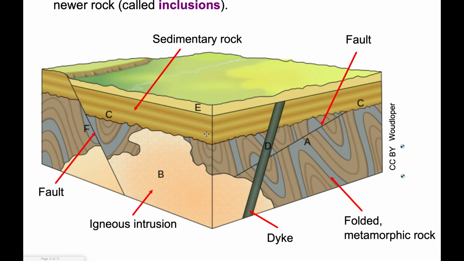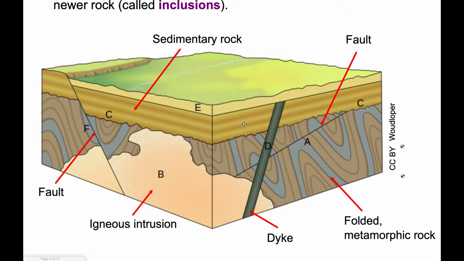So this sedimentary layer is newer than this eroded surface, but it's got to be older than this dike, D, older than this new sedimentary rock, E, and older than this fault line, F. So after our igneous intrusion B comes our sedimentary layer C.